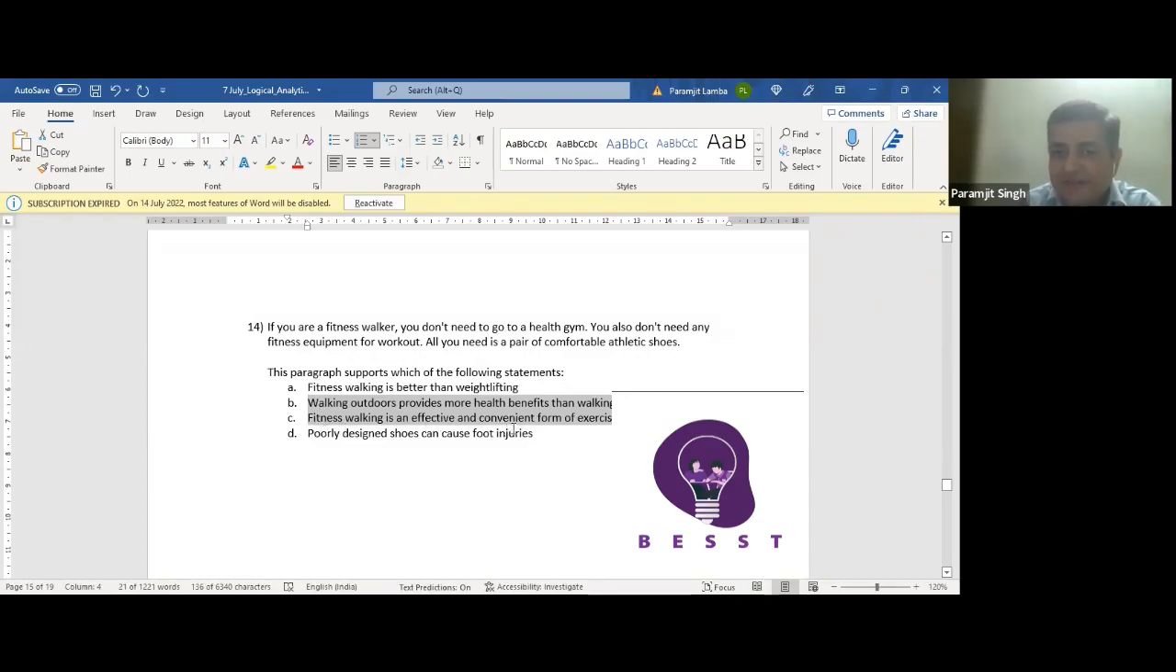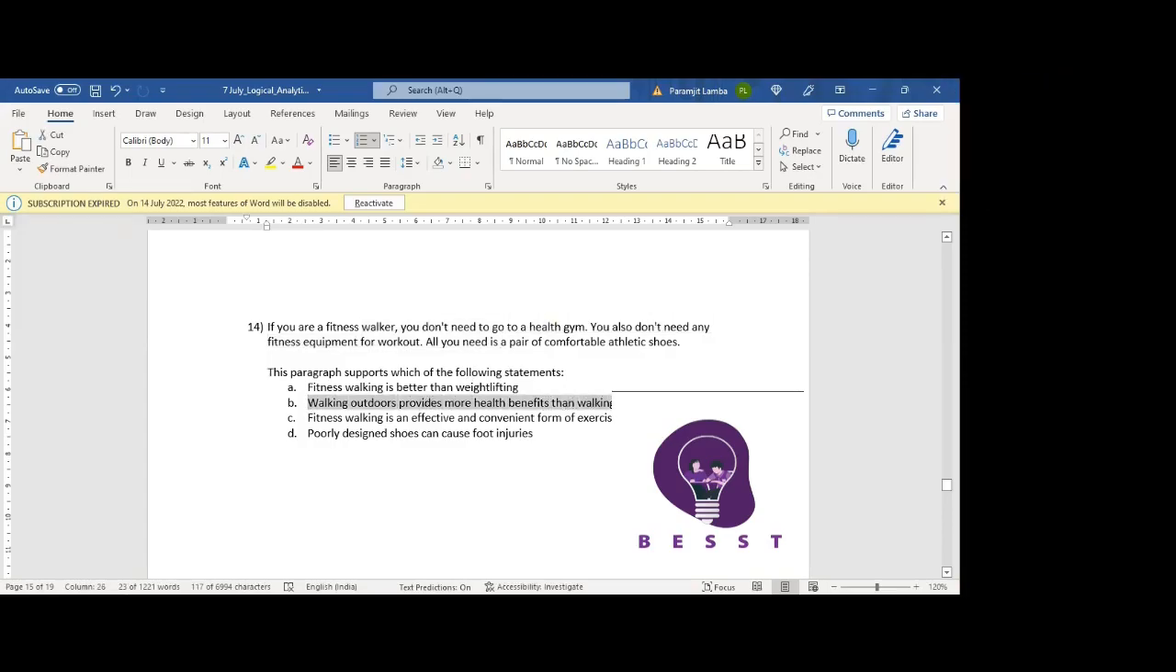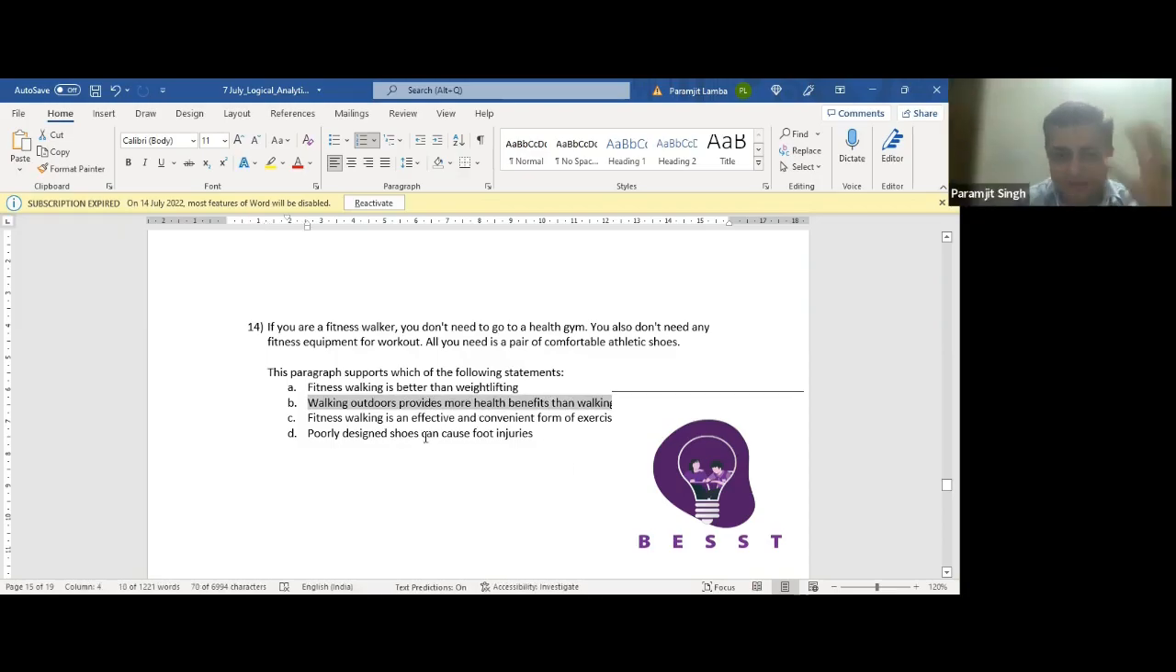Fitness walking is an effective and convenient form of exercise. It is not talking about which form of exercise is convenient. It is talking about walking and not needing to go to a gym or needing any health equipment. It is saying you don't need to go to a health gym. You don't need any fitness equipment, which means you don't have to go to any gym, which means indoor activity or indoor exercises is something that this author is not recommending. Therefore, what he's recommending is outdoors. So option B, walking outdoors provides more health benefits than walking indoors. This is the right answer.